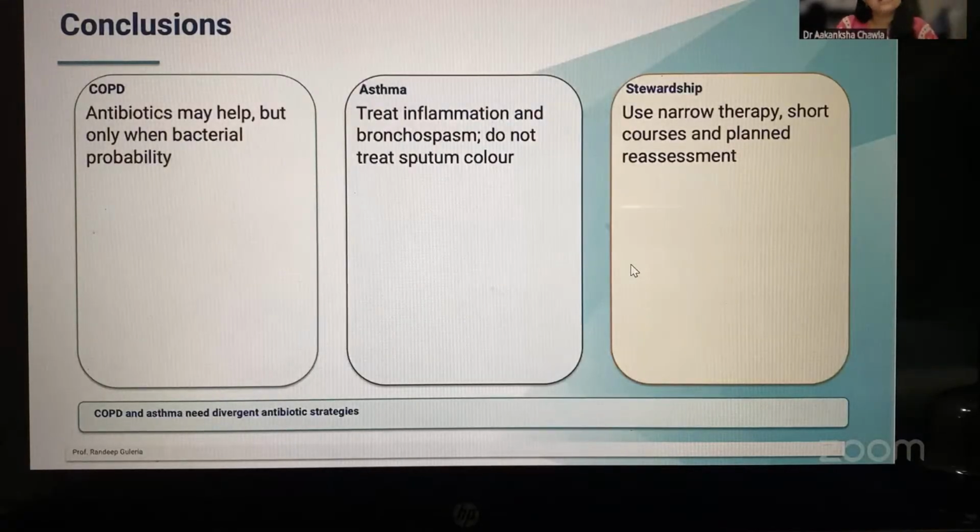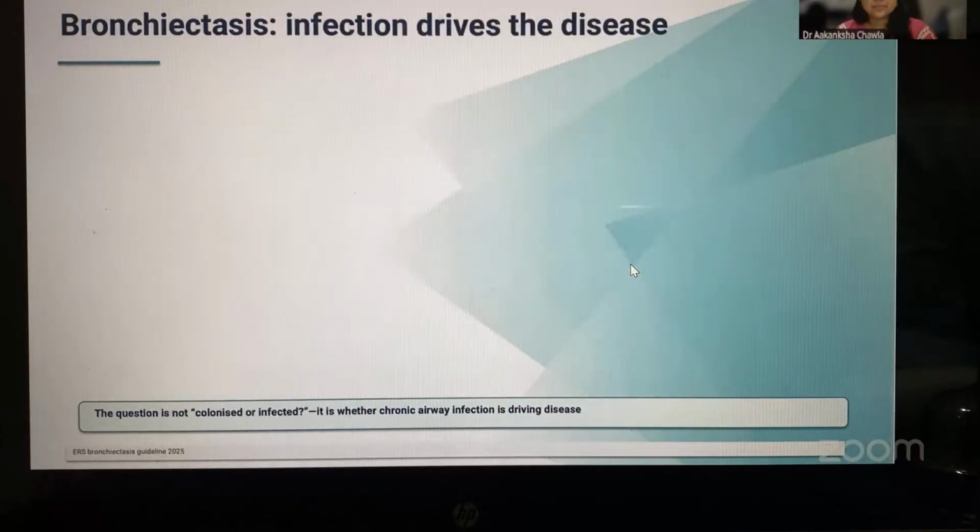So to conclude, in COPD, antibiotics may help, but only when there is a bacterial probability. In asthma, you must treat inflammation and bronchospasm. Do not treat the sputum color, and use the narrowest and the most effective agent, shorter courses, and always reassess after initiating your antibiotics.